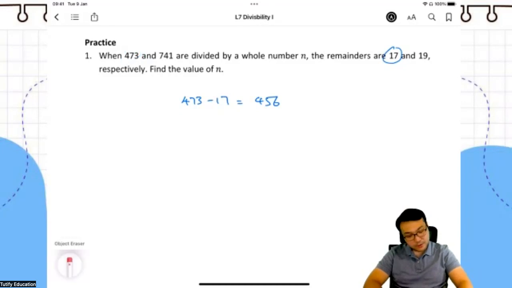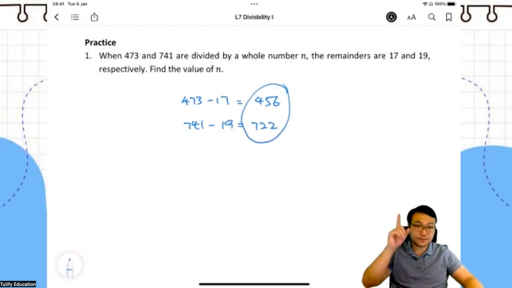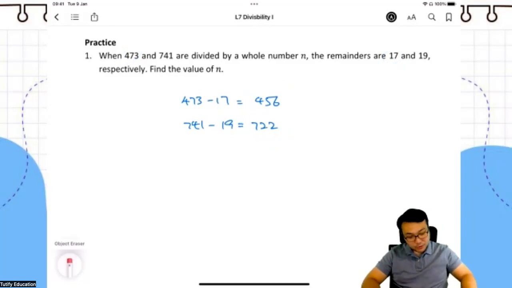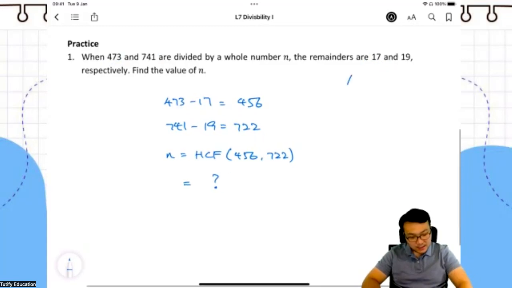What about 741? 741 minus 19. Well done. So these two numbers are now divisible by n. All you need to do is find the highest common factor between 456 and 722, and you will be finding n. So let's use the ladder method.